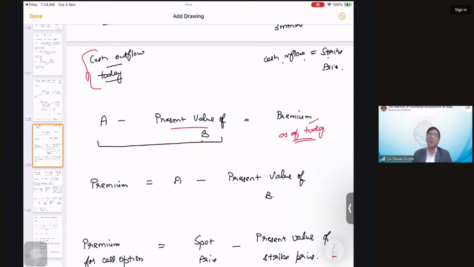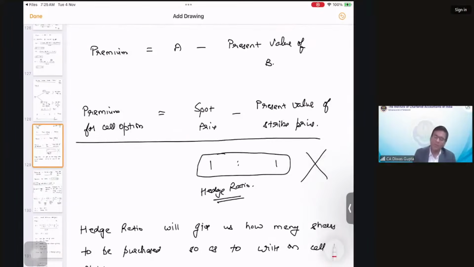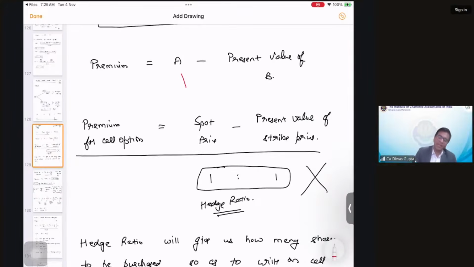Correct? This is very, very important. For us to know what the premium is as on today, we'll have to take the present value of the strike price. Now we can rewrite this as premium is equal to A minus present value of B. Now, premium of call option: A will become what? A was the strike price. Present value of B is the present value of the strike price.